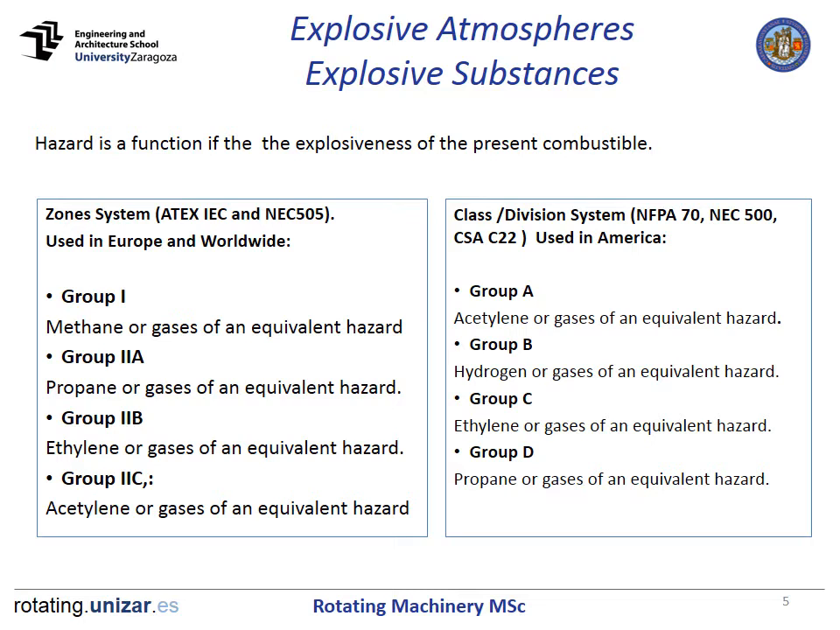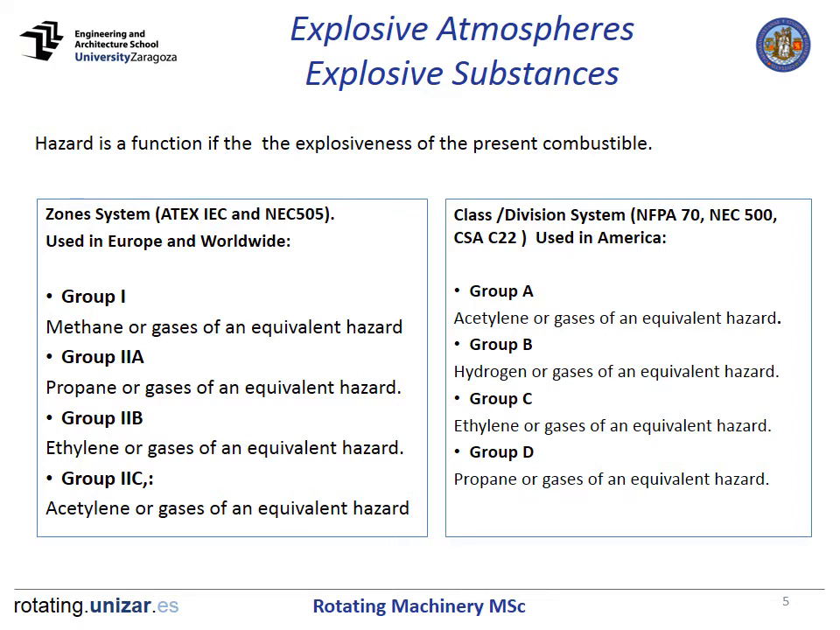The hazard of the area will depend also on the explosiveness of the present combustible. The areas need to be classified including this parameter. Again, we have two systems, the one used in Europe and the one used in America. The one used in Europe distinguishes between the following groups: Group IIA for atmospheres containing propane or similar gases, Group IIB for atmospheres containing ethylene or similar gases, Group IIC for atmospheres containing hydrogen or similar gases, and Group I for atmospheres containing methane.